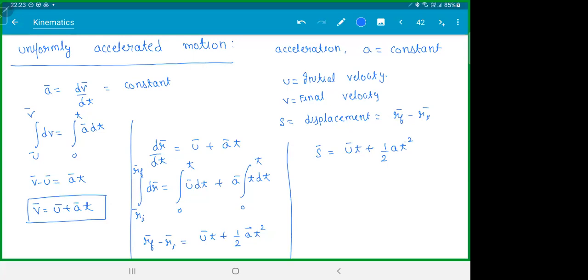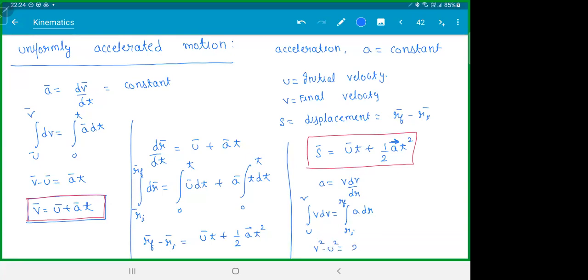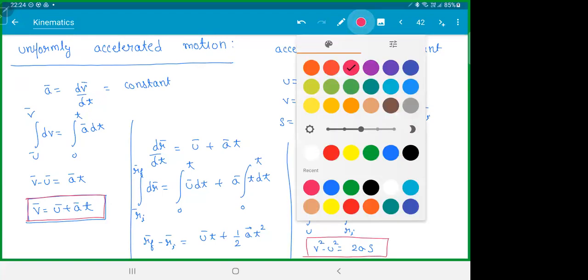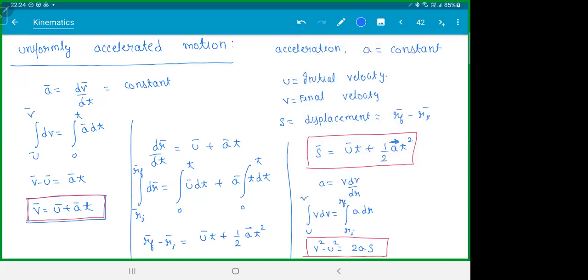If you just remove the bar on the top, it becomes a one-dimensional motion. This is the second equation. And we know acceleration is v dv by dr. So if you just shift that side, v dv is equal to a dr and integrate on both sides, u to v and r initial to r final. You get v square minus u square is 2a times displacement, r final minus r initial. This is the third equation. So these 3 equations, right? We didn't just get them out of thin air, we actually integrated to calculate them.